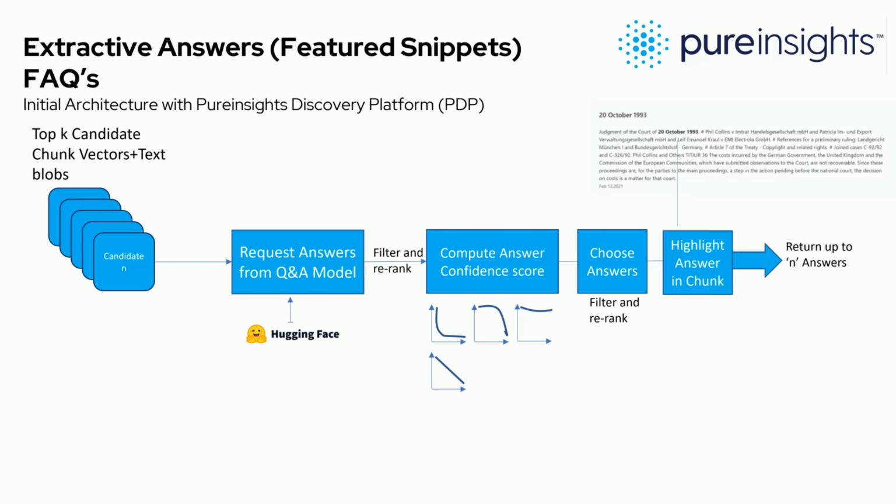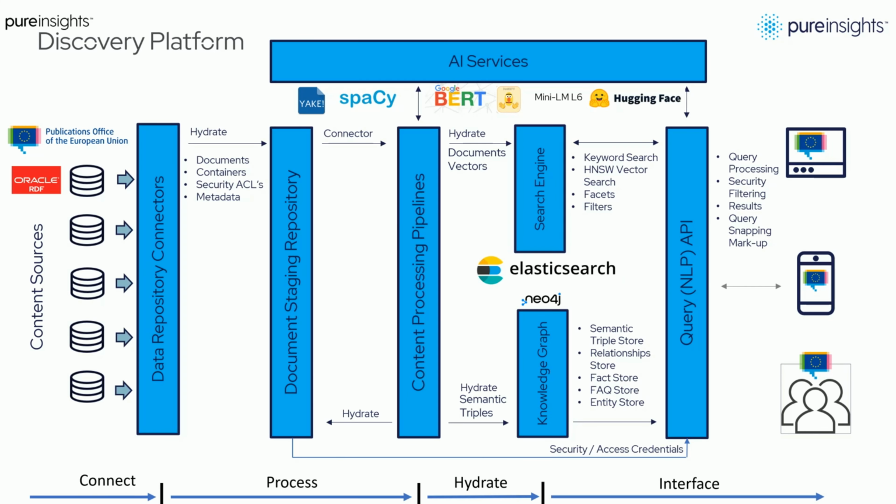And then just stepping up one level, just to understand the complete picture from a very, very high level. On the left-hand side, we have the data sets that we are hooking up to. We use data repository connectors to do that. That extracts documents, containers, security ACLs if there happens to be any there, and additional metadata. We then stage that data in a staging repository. This could be Elasticsearch itself, of course, or it could be other NoSQL style databases.